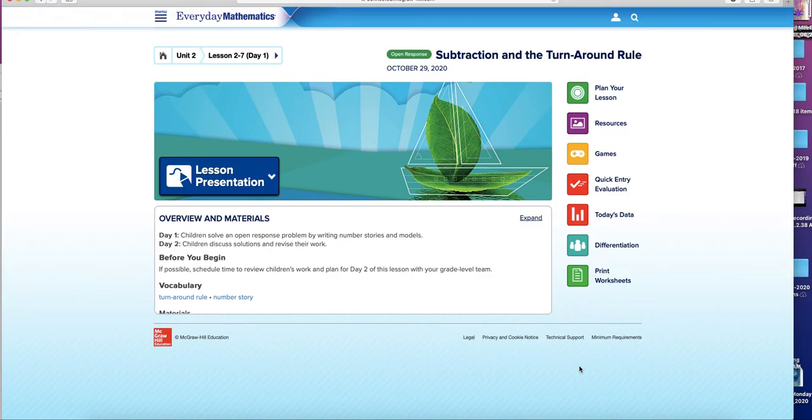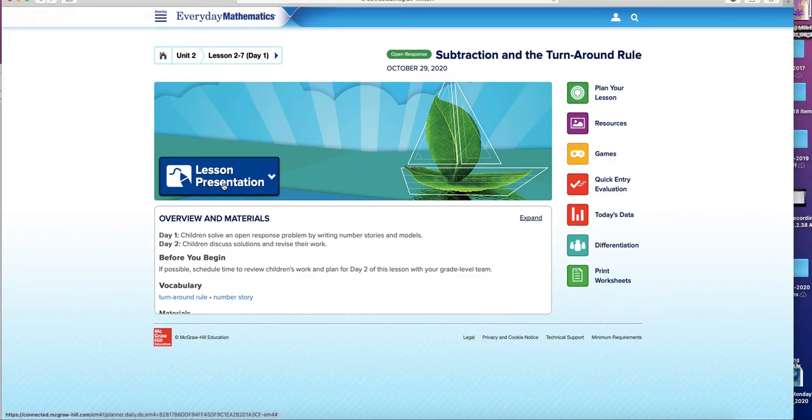Today's lesson is lesson 2.7 in Everyday Math, which is using the turnaround rule with subtraction. Yesterday we used the turnaround rule with addition, and I want to just go over that really quickly before we talk about it for subtraction so that we can remember what the turnaround rule was.